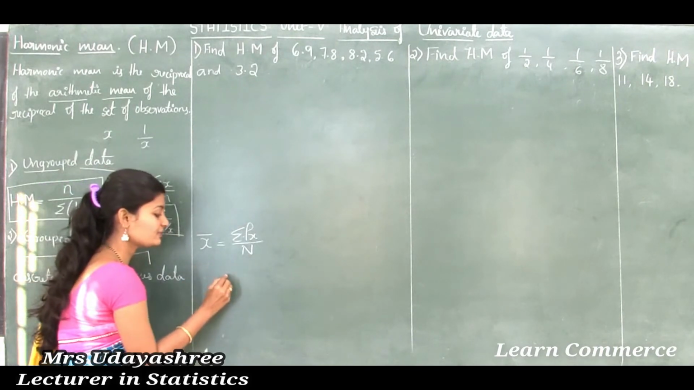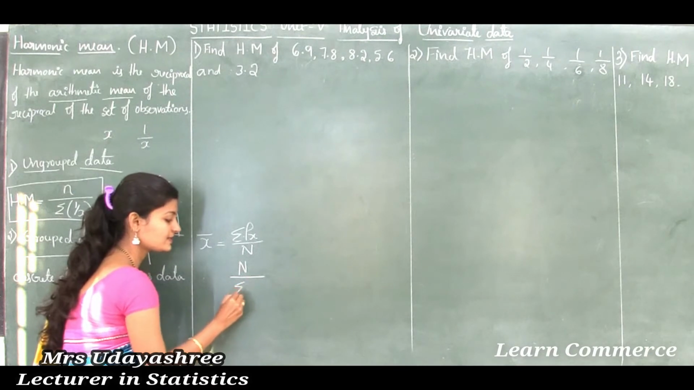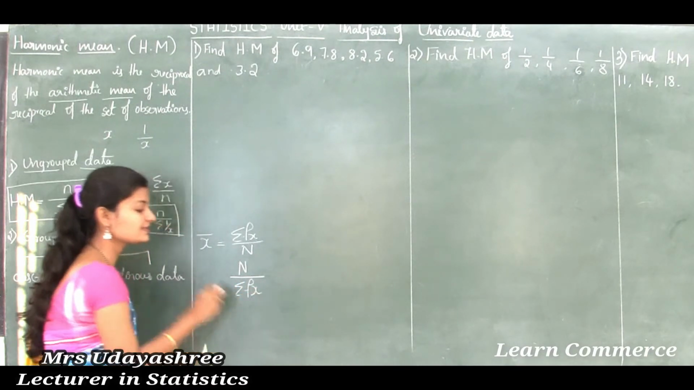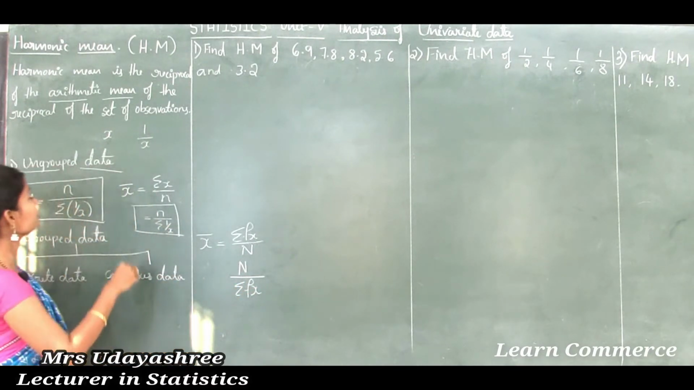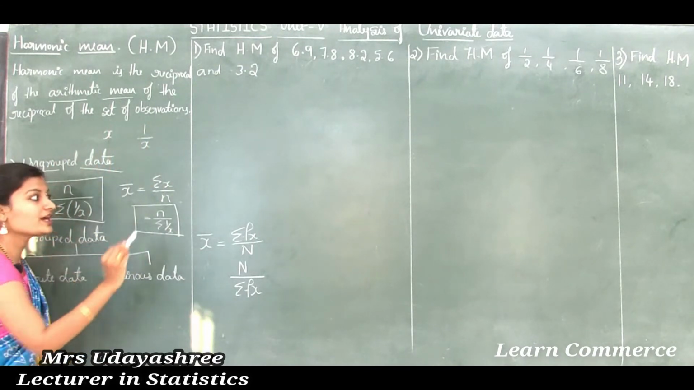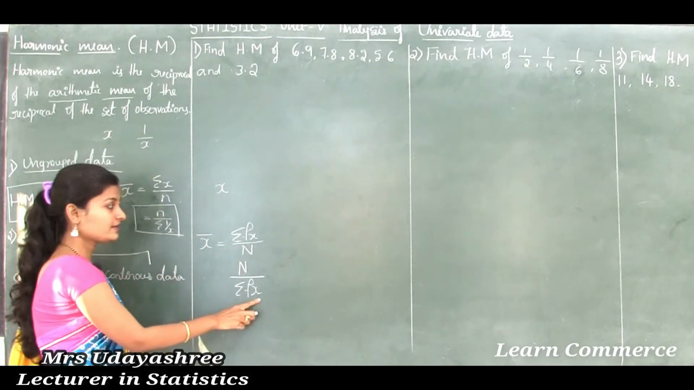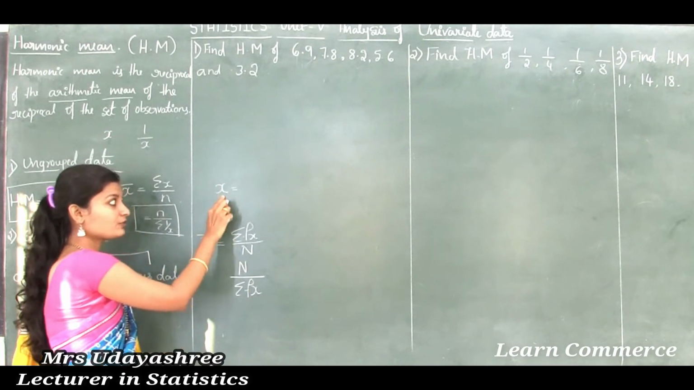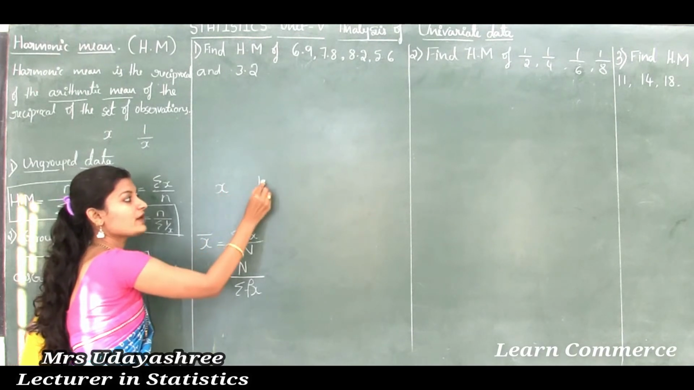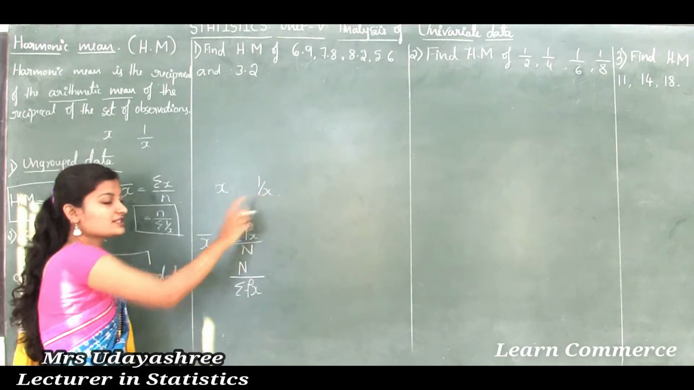How to write the reciprocal? That is N divided by summation fx. This is the reciprocal. After that we need to take the reciprocal of the set of observations. We know that the set of observations is denoted by x. So here x is there. We need to take the reciprocal of x, that is 1 by x. So the reciprocal of the set of observations is 1 by x.